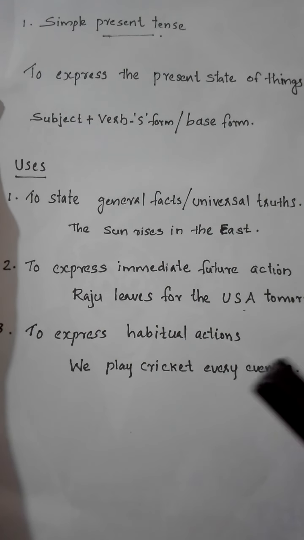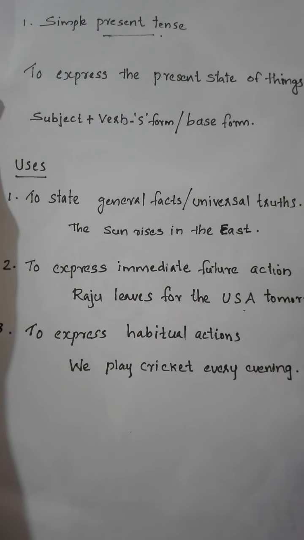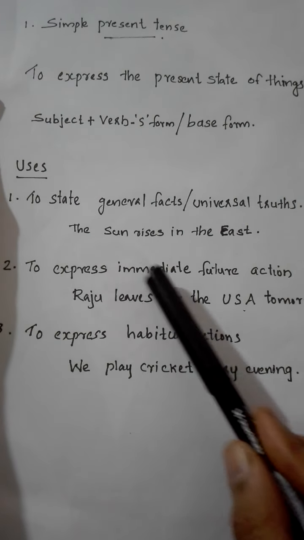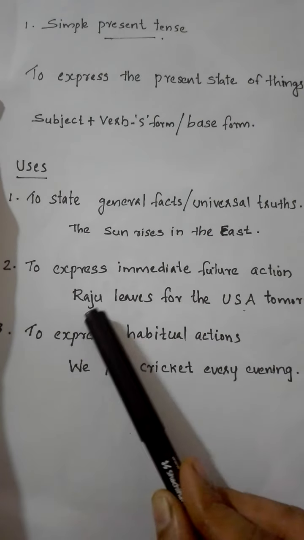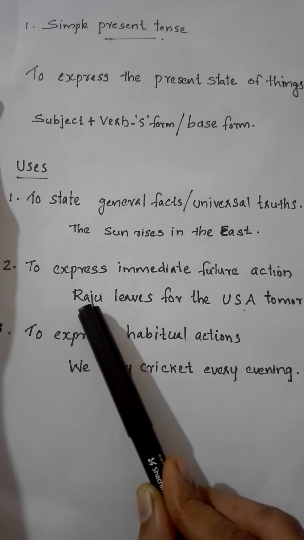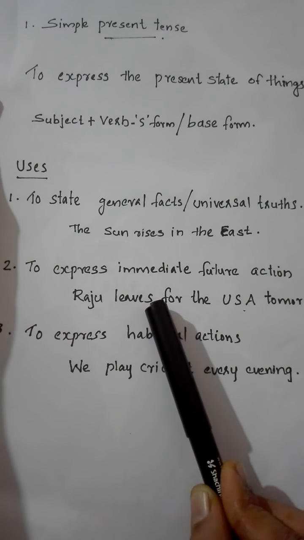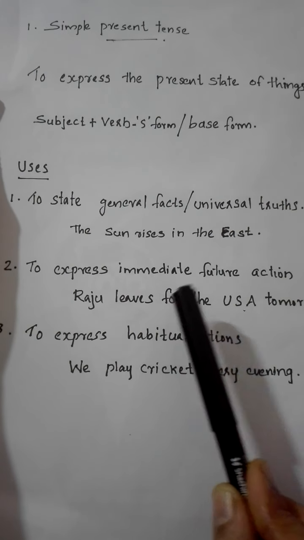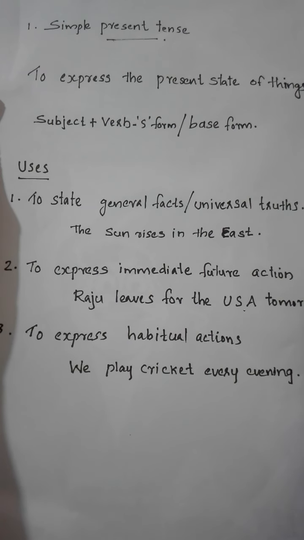And next one, to express immediate future action, we can also use simple present tense. Immediate future action means the next coming thing, next coming action, otherwise next coming event. See, for example, Raju leaves for USA tomorrow. Raju leaves. Leaves means leave; leave is the verb here, S form. Raju is a singular subject: leave plus S, leaves for the USA tomorrow. Tomorrow here means the action is going to happen in the future.